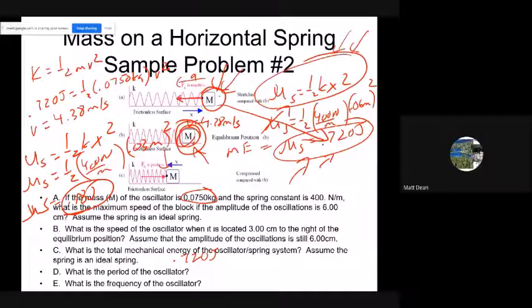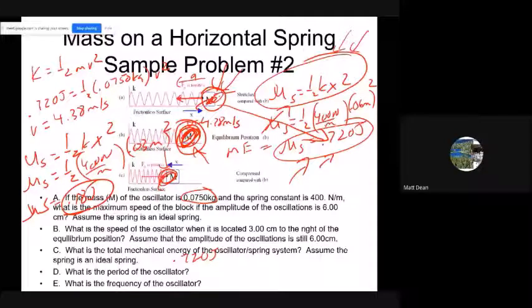At this point, all of that energy is kinetic. At this point, it's all elastic potential. At this point, it's also all elastic potential. All right, D wants us to find the period of this oscillator. So remember, I showed you an equation a second ago.